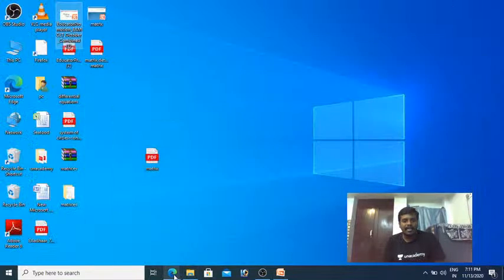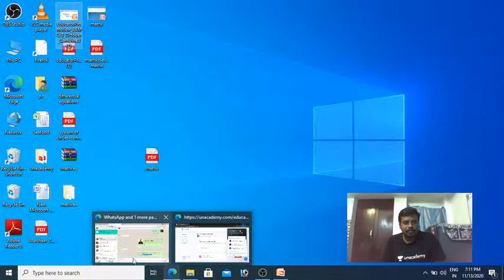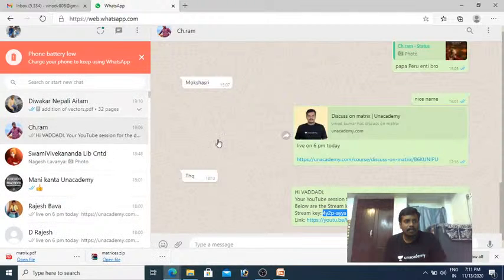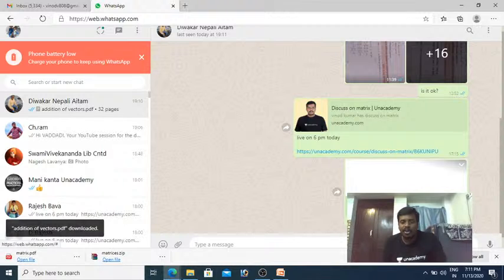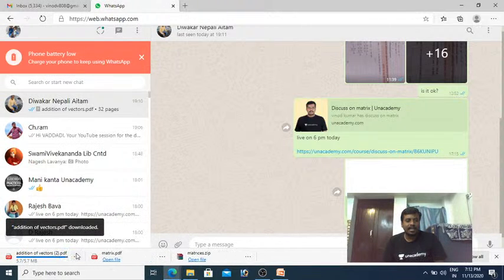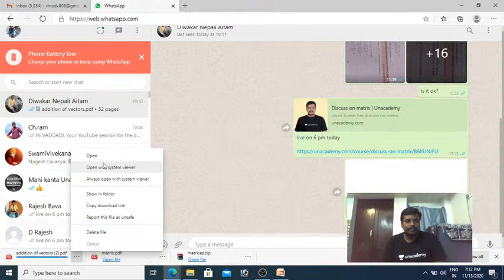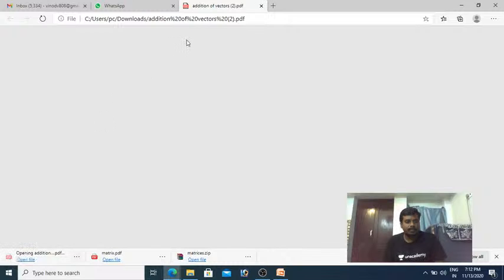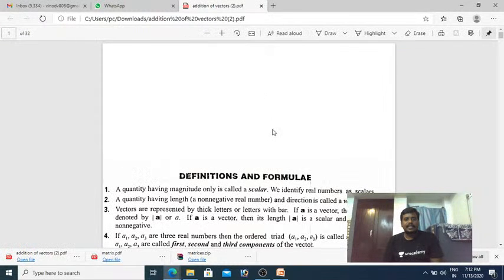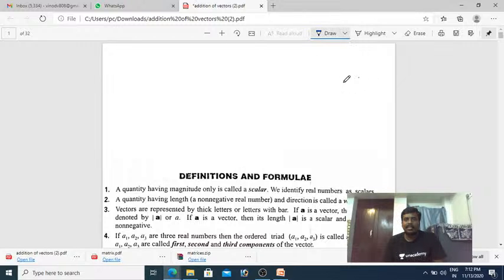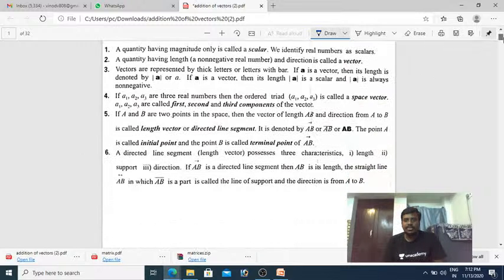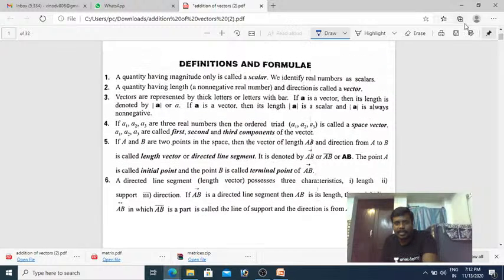Now we go with that. Today's topic is addition of two vectors. Addition of two vectors. When we take the addition of two vectors, how can you take the vector addition? Just check it.